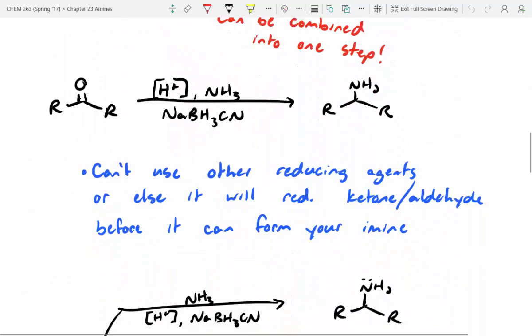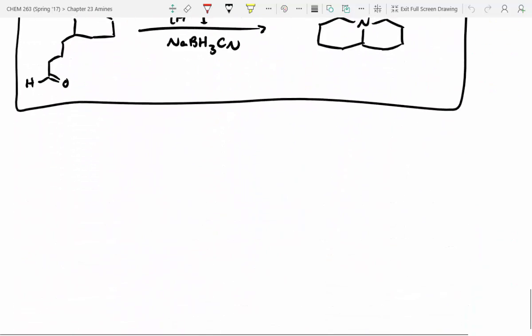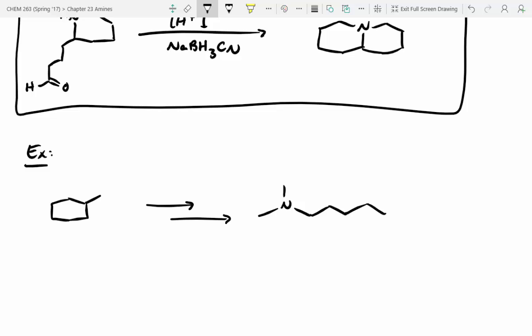And then we talked about some synthetic strategies, but I'll give you guys a synthetic warm-up problem. Let's do this one. This is going to be a multi-step synthesis. We're going to start with methyl cyclohexane, and we're going to form this. And you've got to use reductive amination.